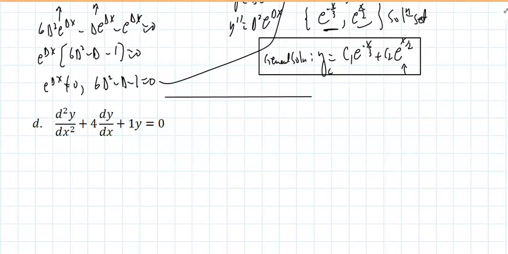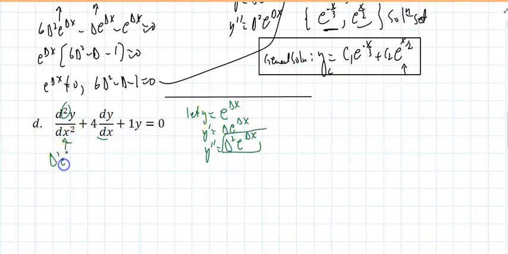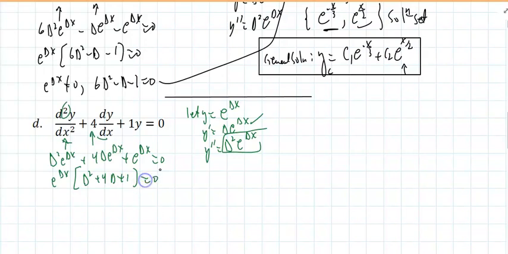Again, this is a linear equation, second order. It doesn't matter which order it is, but it has constant coefficients. We let y equal e to the dx be a solution. I need two derivatives. Y prime is d e to the dx. Y double prime is d squared e to the dx. So the equation is d squared e to the dx plus 4 d e to the dx plus 1 e to the dx equals 0. Factor out e to the dx, d squared plus 4d plus 1 equals 0.